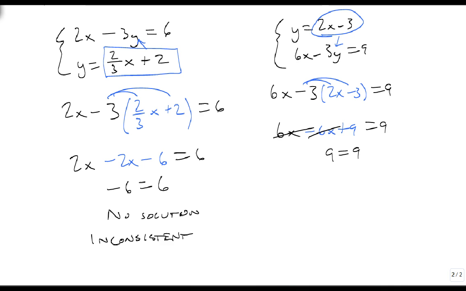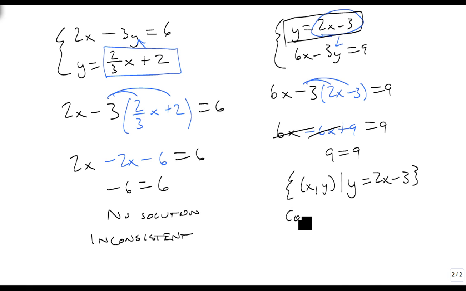Since 9 equals 9 all the time, that means that any value of x, that when I double it and subtract 3 to get my y, will make both of these true. Therefore, our answer is the set of all points x, y such that, and I can pick either equation, I usually just pick the first one, y equals 2x minus 3. So that's my answer in set builder notation, and this is a consistent dependent system.